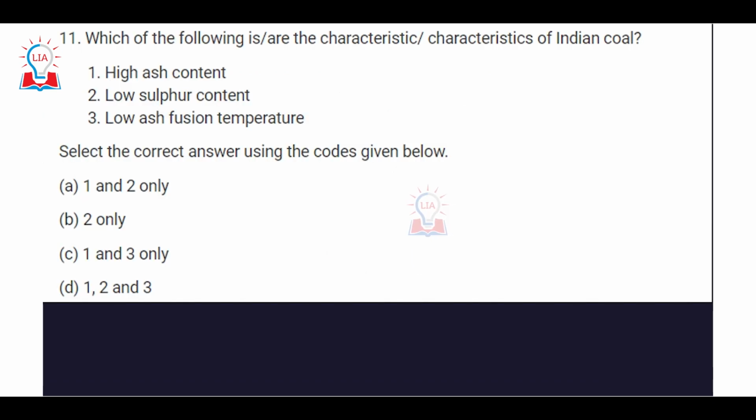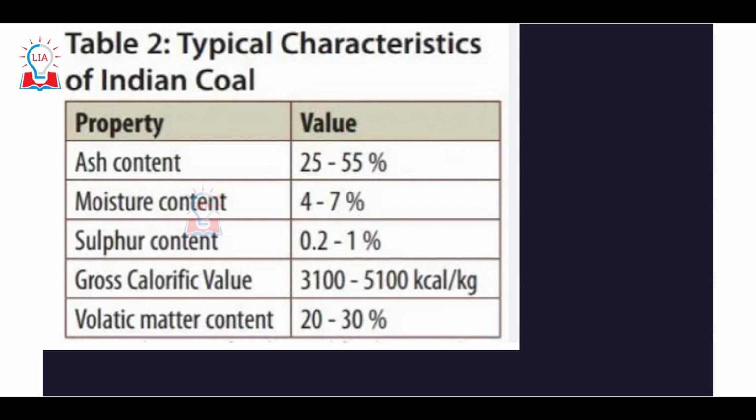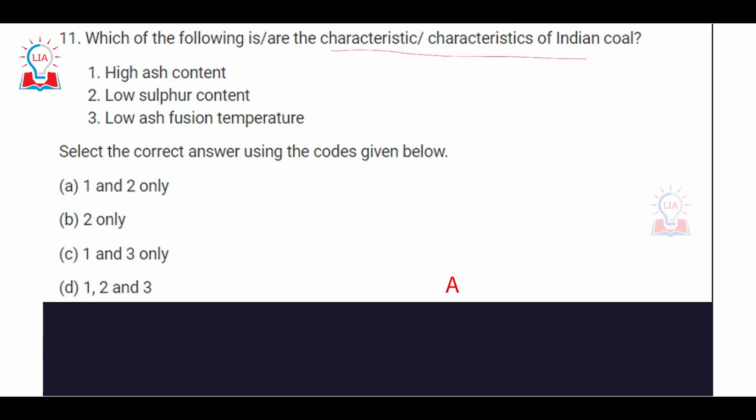Second statement is correct. The next question is related again to the coal of India. It is an economic geography question where it has been asked which of the following are the characteristics of Indian coal: high ash content, low sulfur content, and low ash fusion temperature. So basically, the typical characteristic of Indian coal is given on the website of the Ministry of Energy, and there we can see that the ash content of Indian coal is very high at 25 to 55%. Sulfur content on the other hand is very low. So high ash content and low sulfur content, these two are absolutely correct.